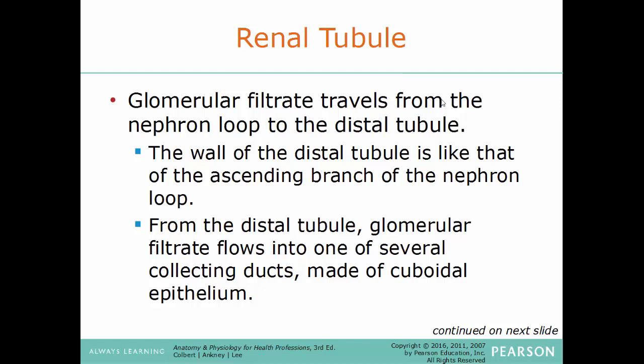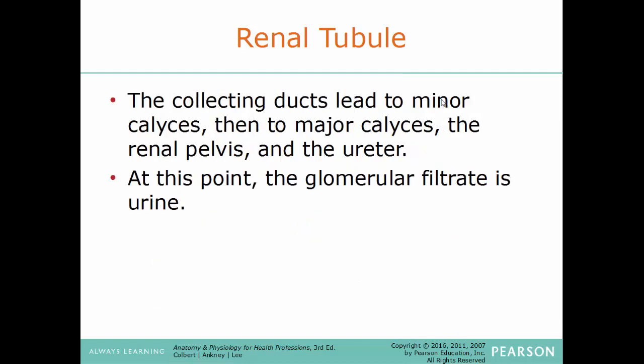The wall of the distal tubule is similar to that of the ascending branch of the nephron loop. From the distal tubule, the filtrate will go into one of several collecting ducts, and this area is made up of cuboidal epithelium. The collecting ducts will lead into minor calyces. They merge together to form major calyces, which will lead into the renal pelvis, and then into the ureter.